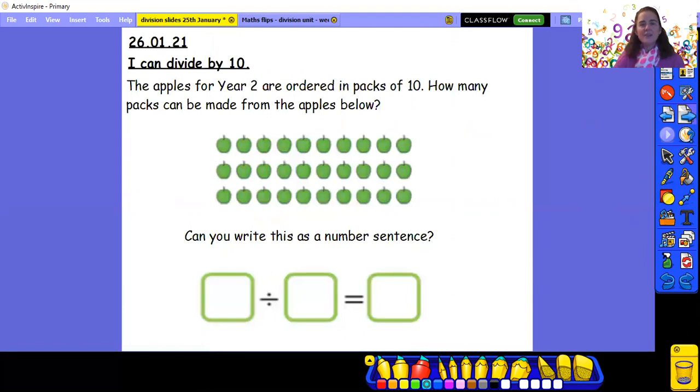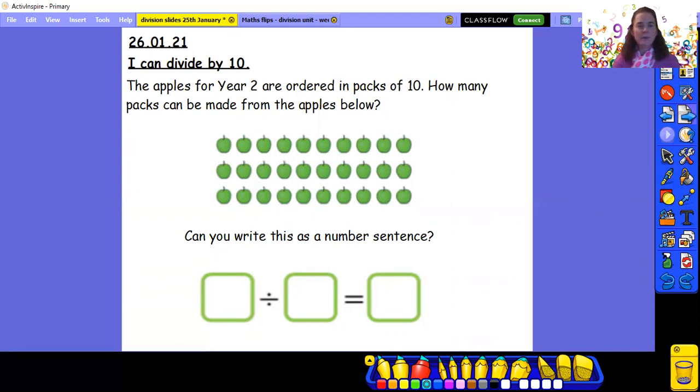Right, let's look at our learning intention for today. So I can divide by 10, and you're going to need to use your 10 times table knowledge to help you with this. And we've got a problem that I would like you to solve. I'll read it out to you, and then I want you to pop me on pause and have a go at it, and then come back to me and we will look at it together.